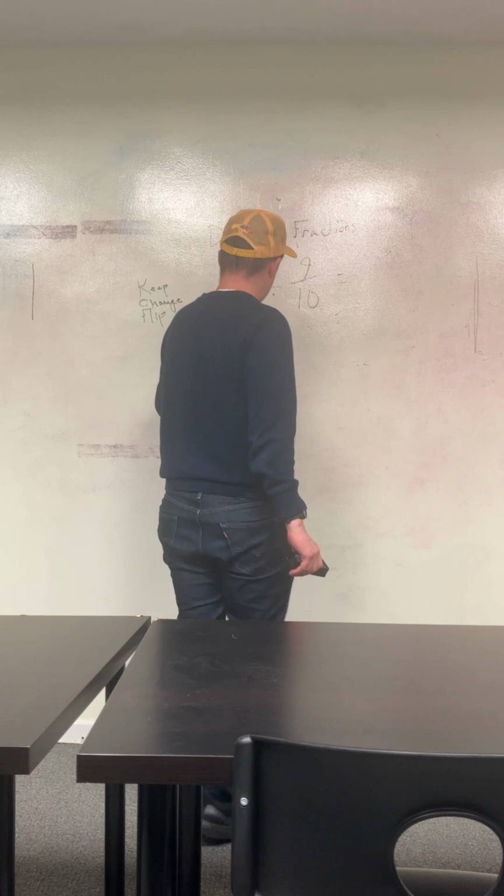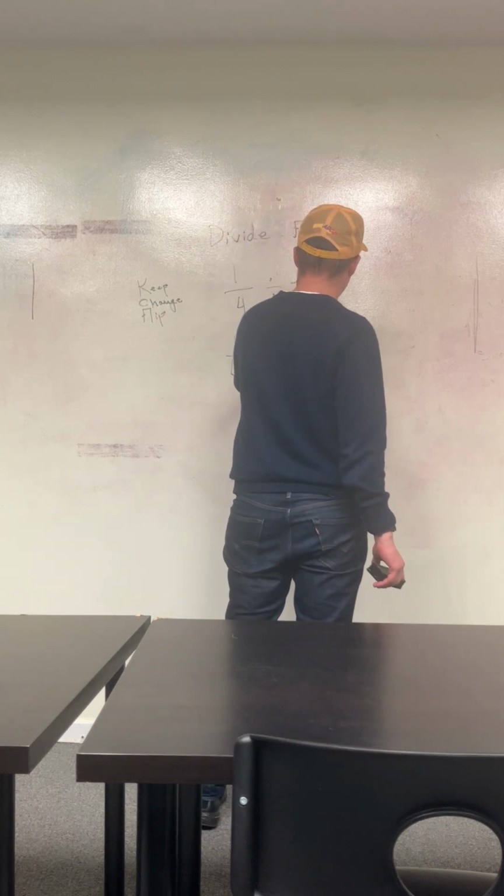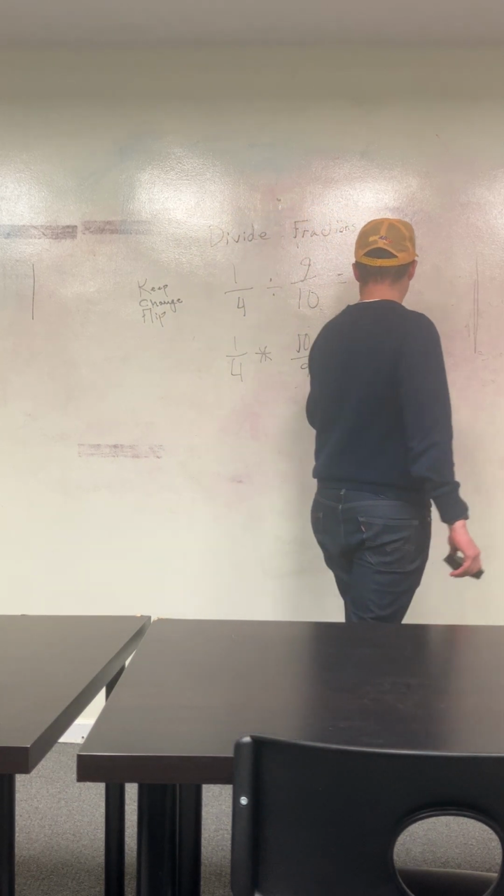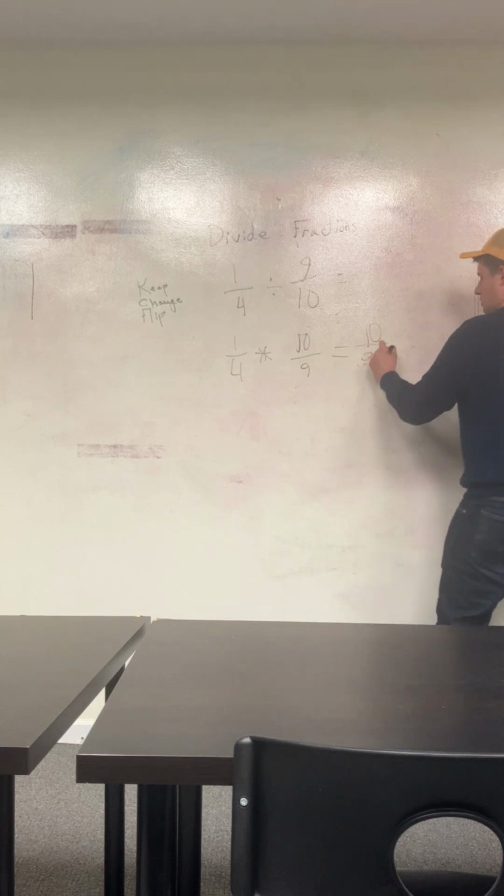So I keep 1/4, change the division to multiplication, and then flip so it'll be 10/9. Exactly right. So I got 10/36. Is that correct? It's correct, but it's not simplified. What is it if you simplify it?